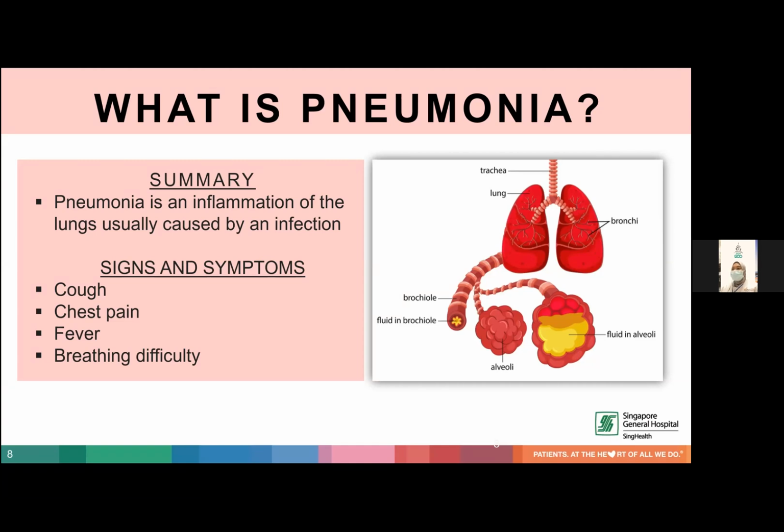For viral pneumonia, the symptoms usually start with a dry cough, fever, and body and muscle pains. Subsequently, the person may become breathless and cough produces whitish or clear phlegm.